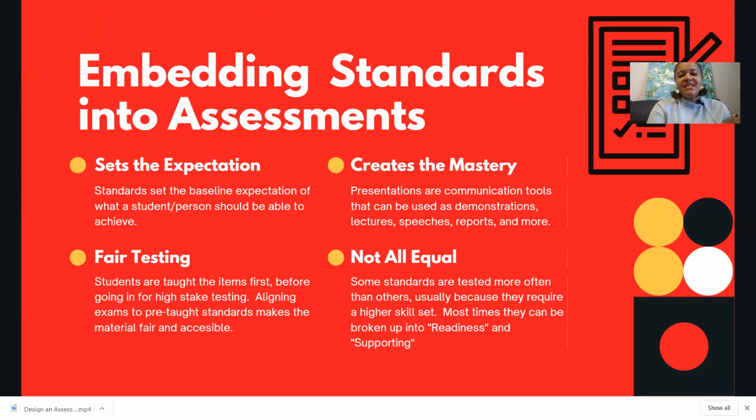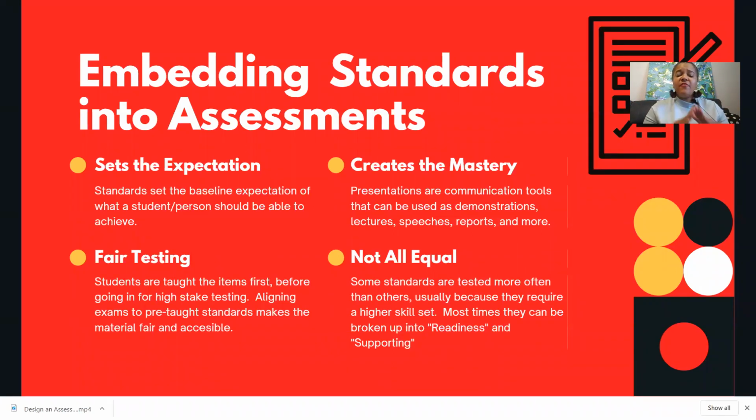That is why we have to embed the standards into the assessment. Because if we're just testing for whatever reason, we really don't know what we're mastering. But if you're testing based upon the standards, then you know exactly if the student is able to master the baseline expectation or not. Embedding the standards sets the expectation and creates a mastery opportunity. It also ensures fair testing, and they're not all equal. When we set the expectation, we're setting the baseline expectation of what's supposed to be achieved.